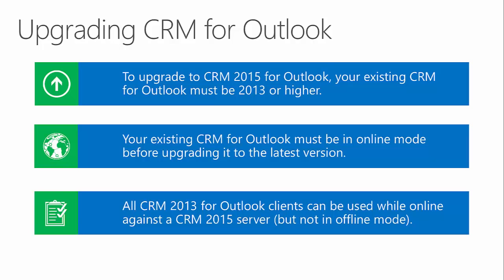Your existing CRM for Outlook client must be in online mode before upgrading to the latest version. So if you're using the offline client, you do need to make sure you get online, bring your data online, and then you can upgrade to the latest version. And all your CRM 2013 for Outlook clients that can be used with online mode will work against the CRM 2015 server as well. Just like previous versions of CRM, where you were allowed to use one version backwards compatibility with the Outlook client against a newer version of the server, we still allow that with the CRM 2015 server.